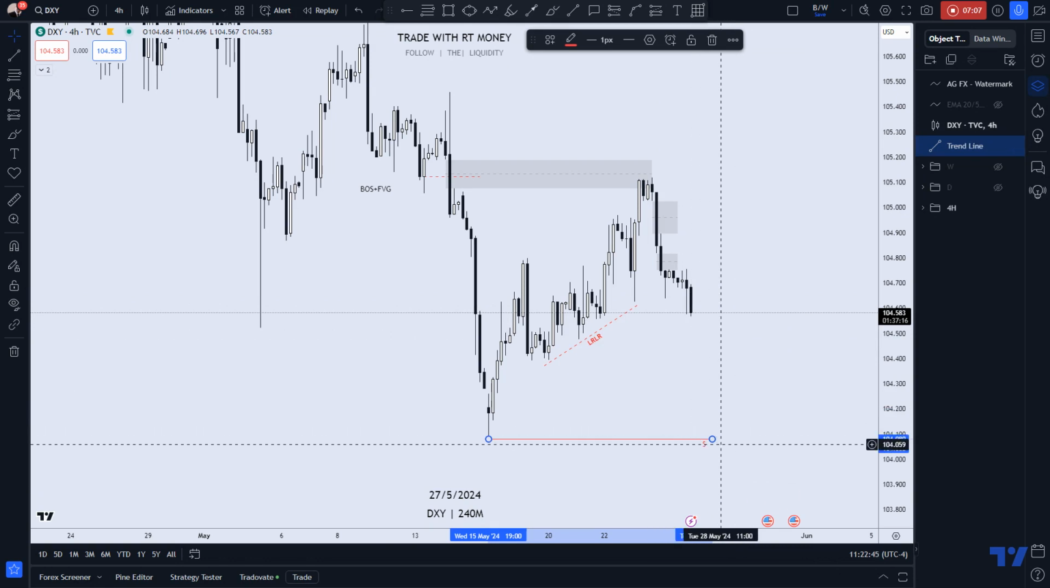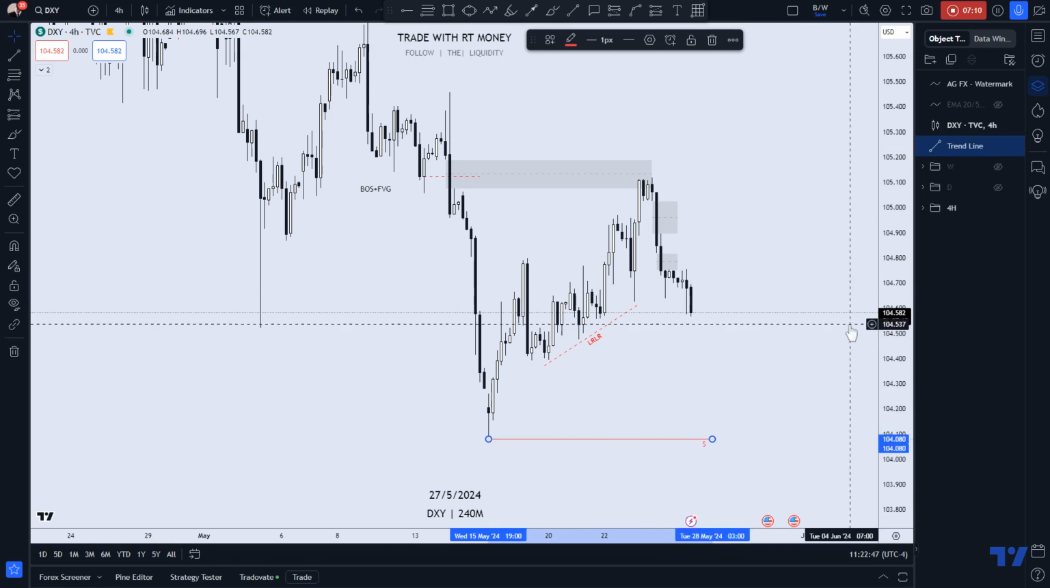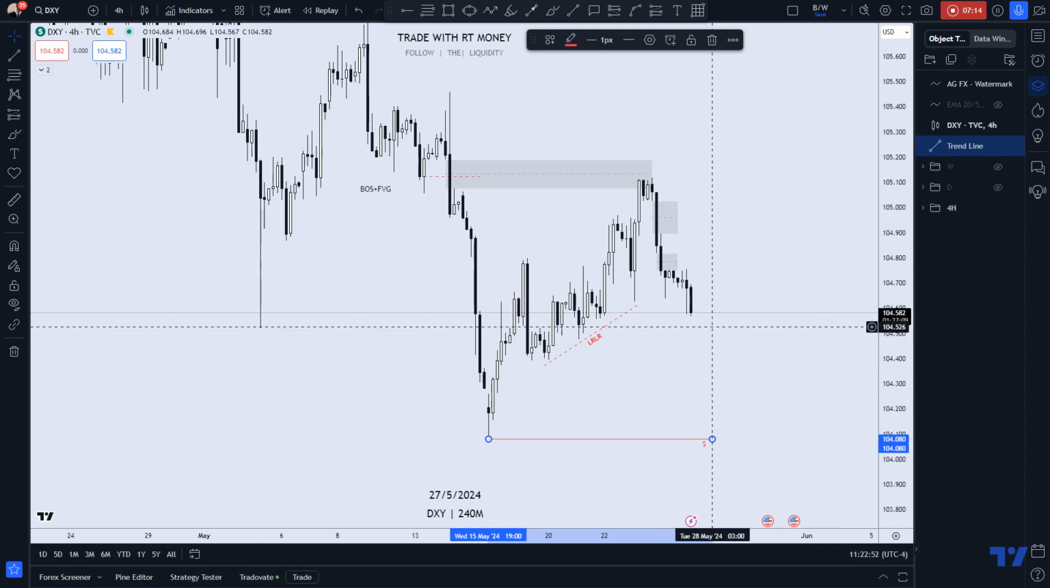And after it does this, I think we're going to see price shoot back up. I'm looking for weakness in the U.S. dollar index, and I hope you enjoyed this video.